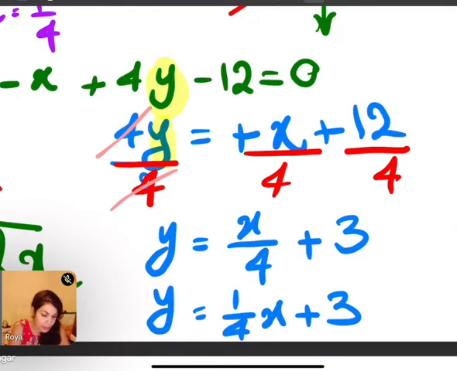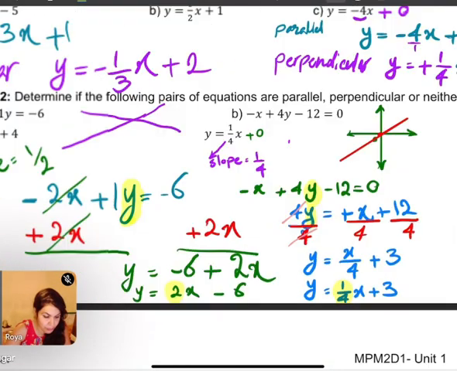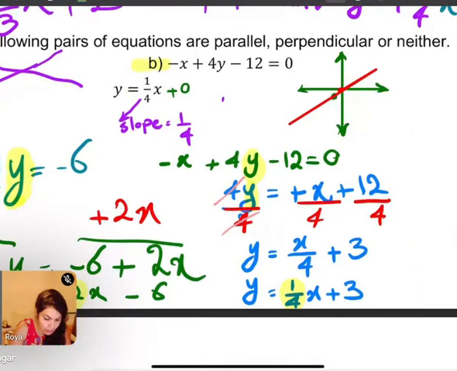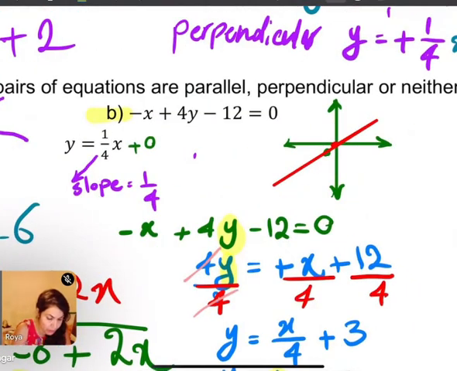And here you can see this is the same thing, these two equations. You can see the slope is 1 over 4. The slope of the first one is 1 over 4, the second one is 1 over 4. So these two lines are parallel.